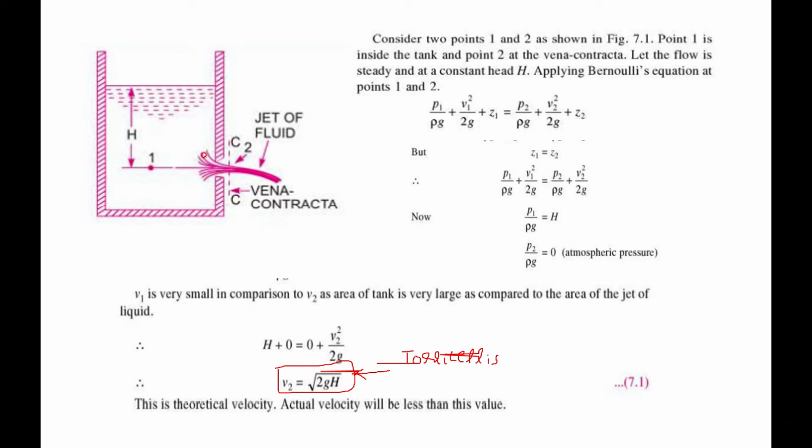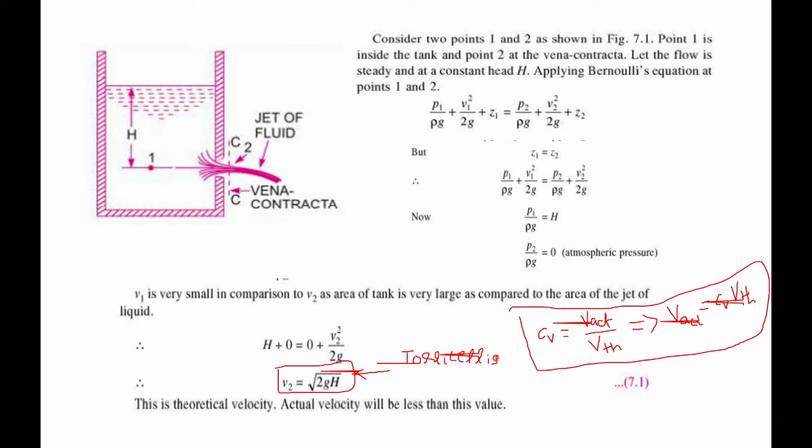To account for that energy loss, a coefficient CV, called the coefficient of velocity or velocity coefficient, is introduced. The coefficient of velocity is defined as the ratio of actual velocity divided by theoretical velocity. Therefore, if you want to calculate V actual, it will be CV times V theoretical. So this is the formula you get, CV times V theoretical. I hope you understood this one.